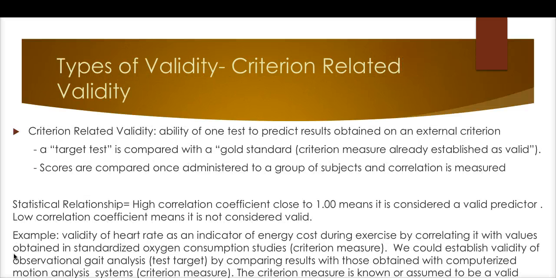So I guess the key thing to take from this is, and this is one that you'll see often, criterion validity is a test or target test that is compared to a gold standard to prove whether that test target is valid or not. It's going against something that's already been proven valid.